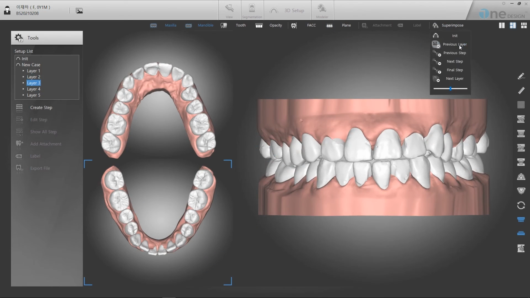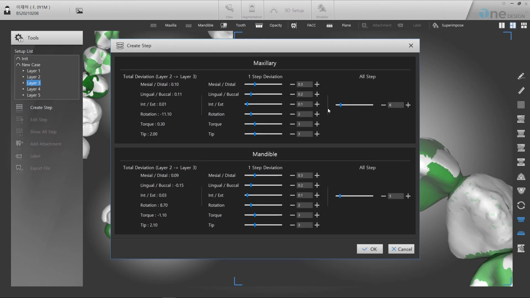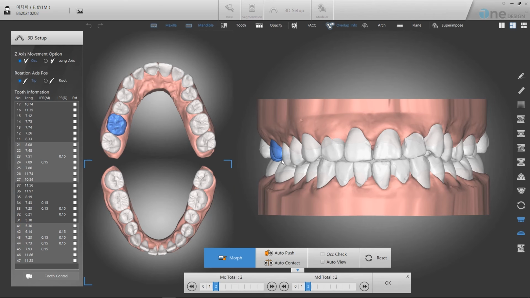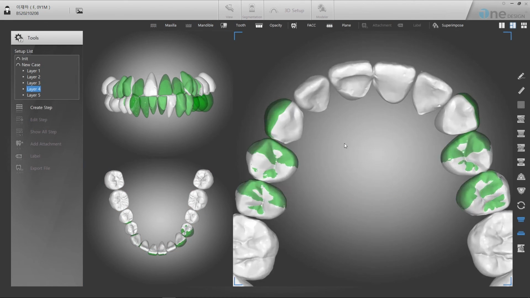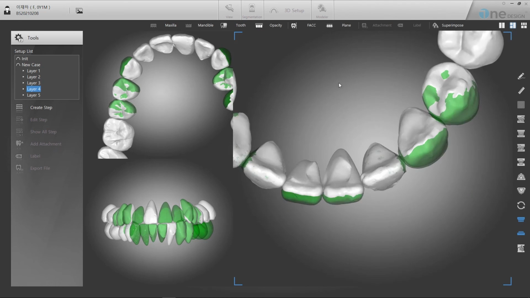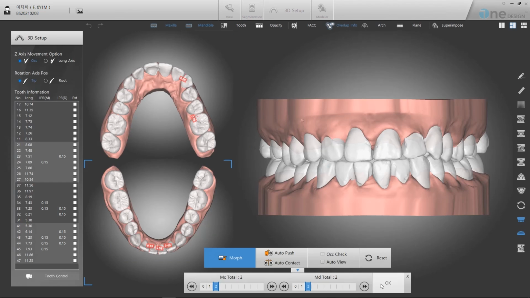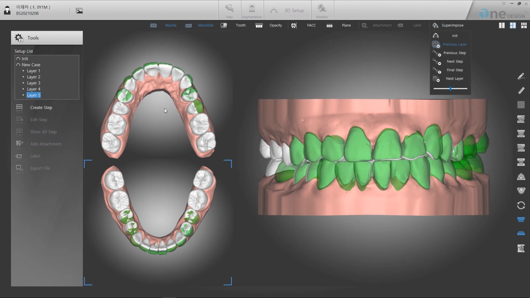In layer 3, tooth number 11 and 41 are the teeth that have moved the most. Divide the steps based on this. Increase the number of steps to compensate for the large movement of the previous layer. In layer 4, tooth number 13 and 34 are the teeth that have moved the most. Divide the steps based on this.